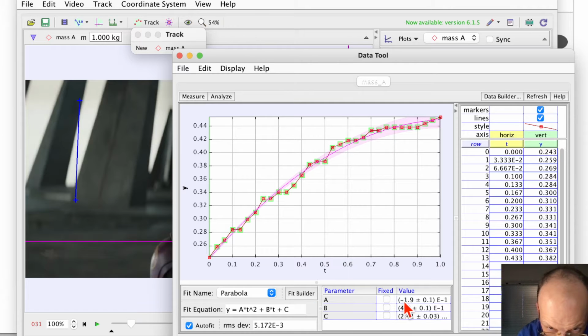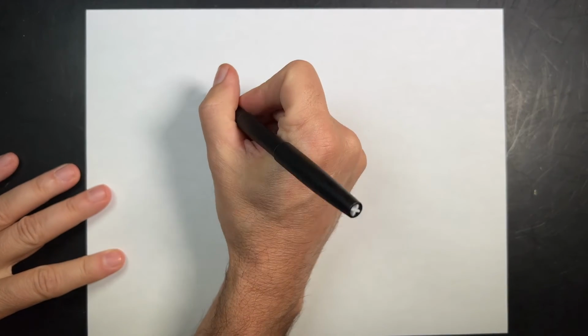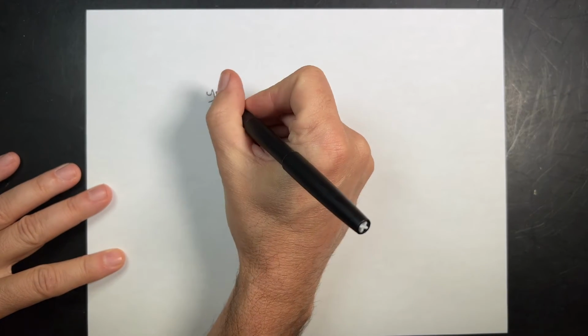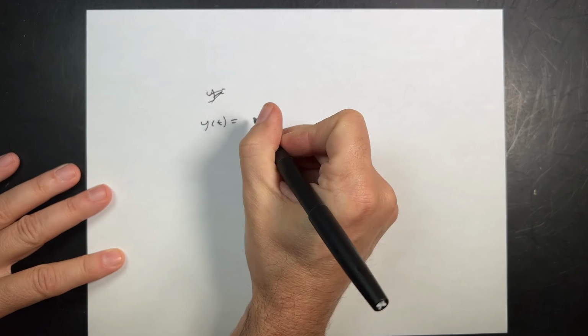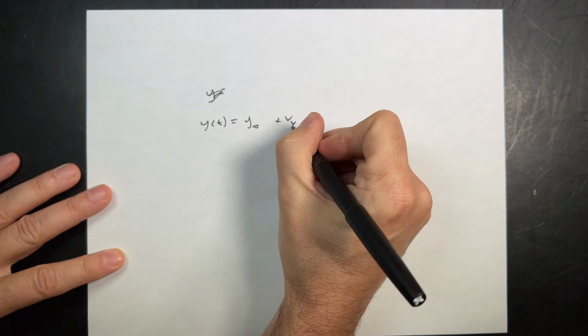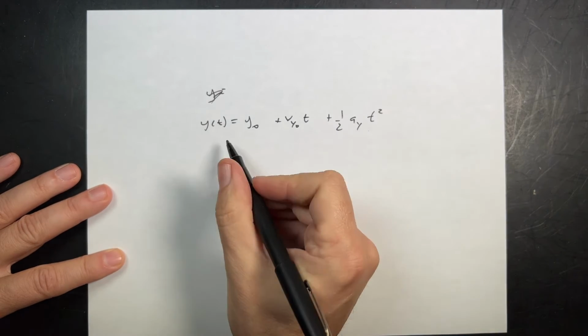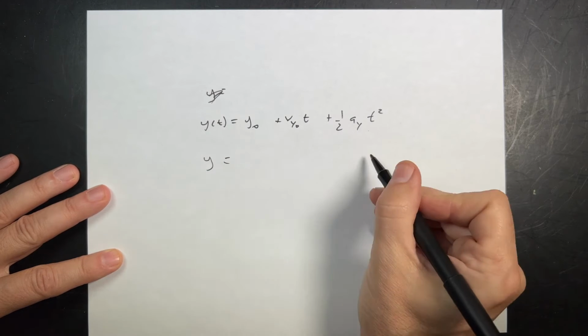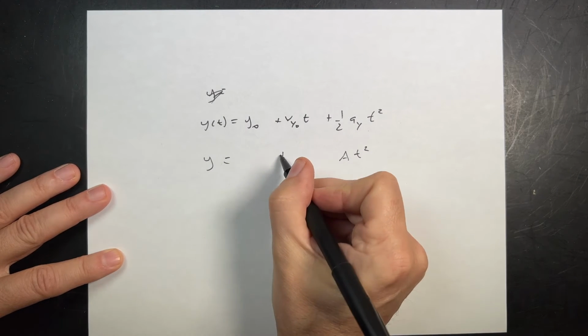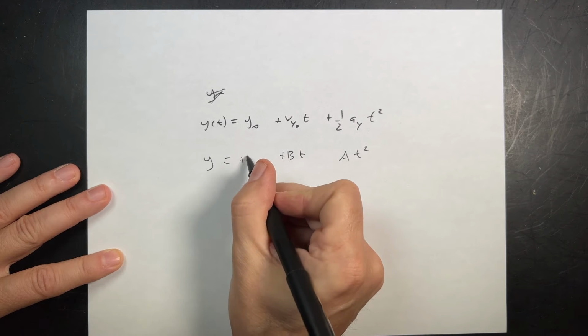But you'll see here the acceleration is negative 1 point something times 10 to the negative 1. So let me write it right here. Switch to the camera real quick, just as a review, in case you can't remember. So this is my kinematic equation. y as a function of t is y0 plus vy0 t plus 1/2 ay t squared. So I'm fitting y equals a t squared plus bt plus c.